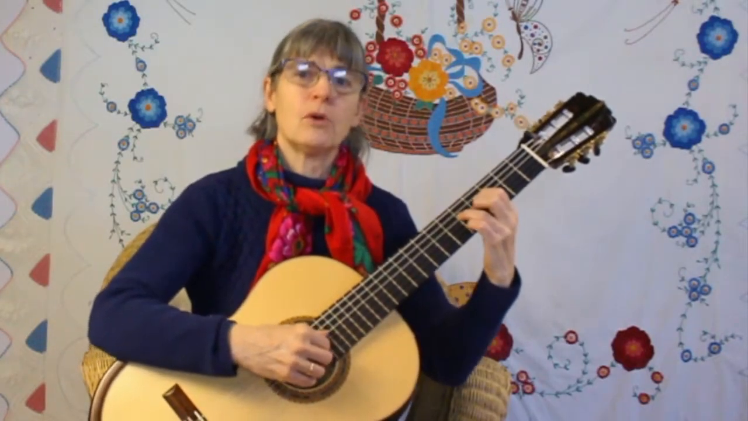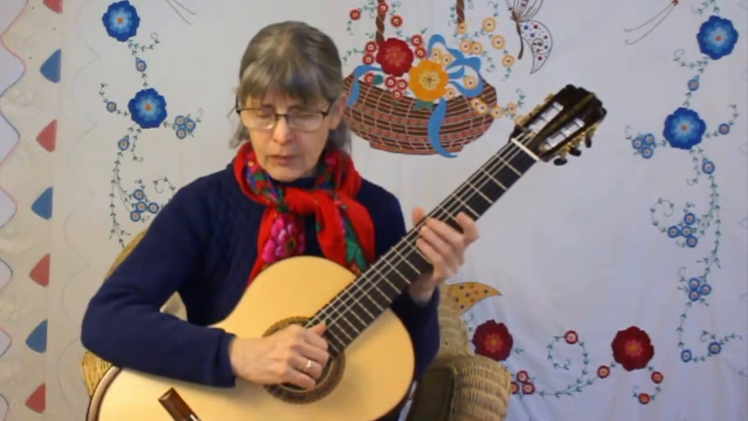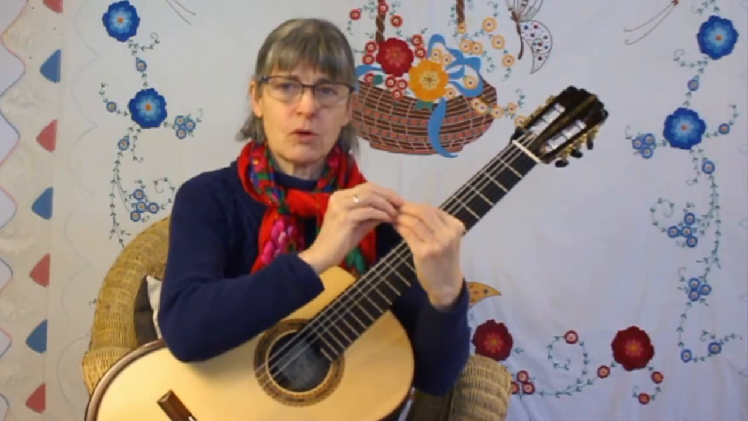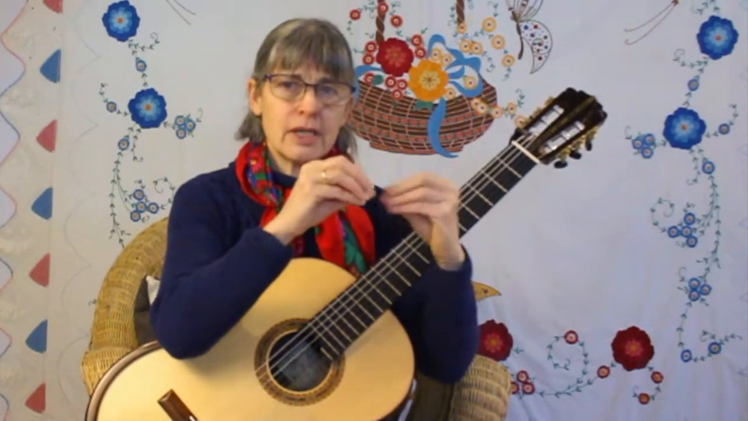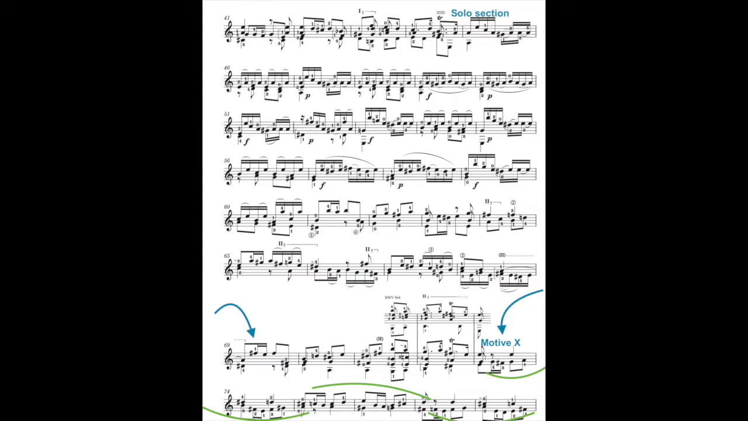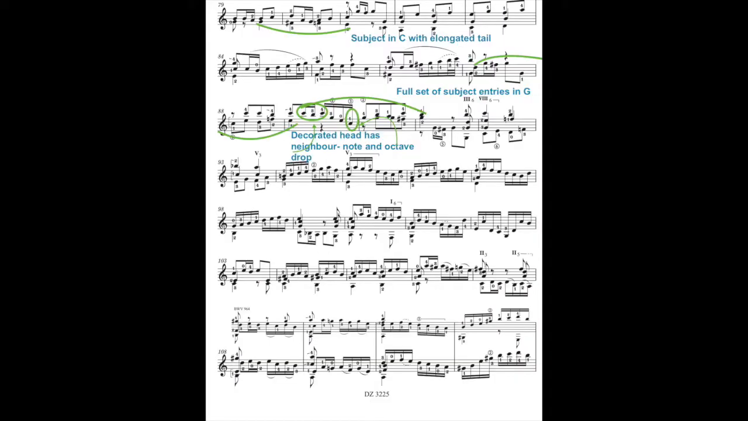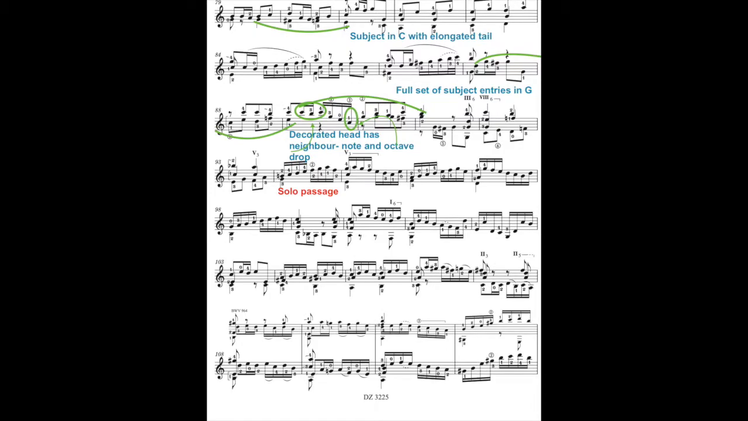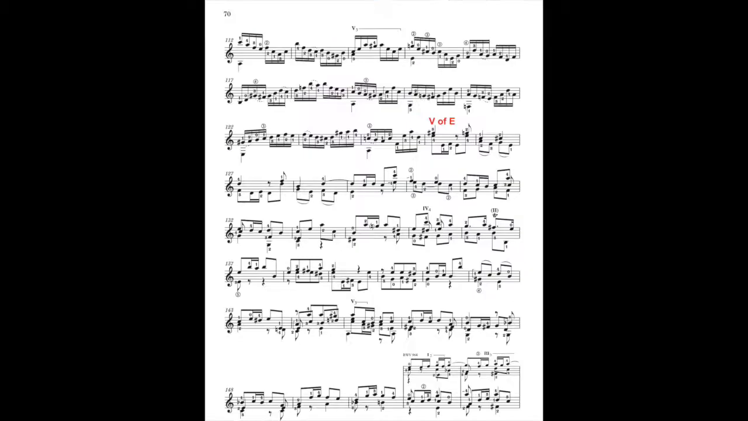And then what happened? We got motive X. Now, motive X, the first time we got it, it just snuck in there. The second time we got it, it was in a sequence, and then it was in an inverted sequence. Now this time we're going to get motive X in a sequence that actually inverts at every step. And after that, we're going to go to a place where we actually get some nice strong fugal entries in G. And that's going to take us to a solo passage, an extended solo passage that's going to take us to the dominant of A minor.